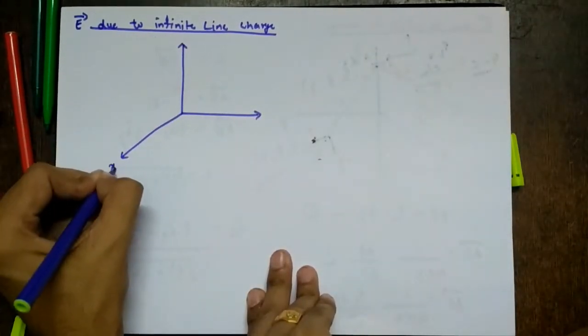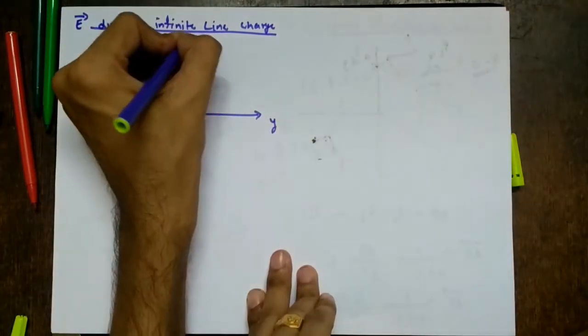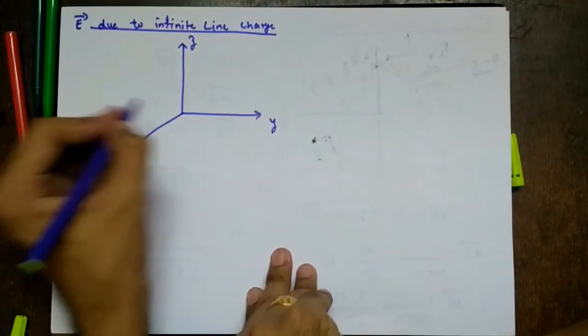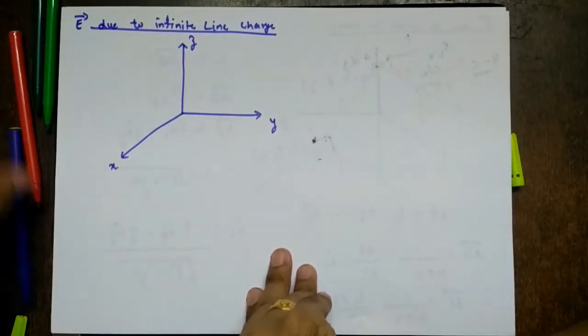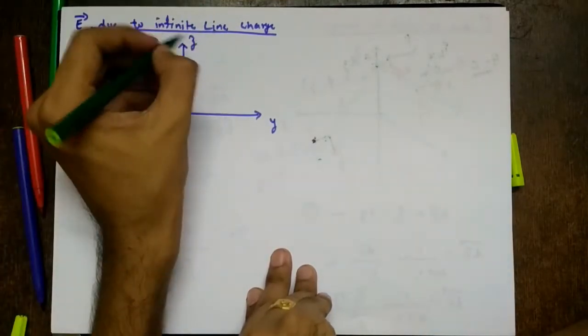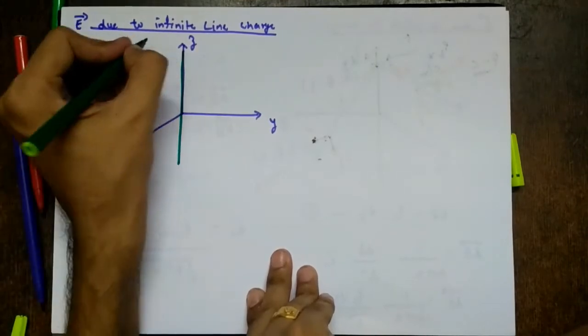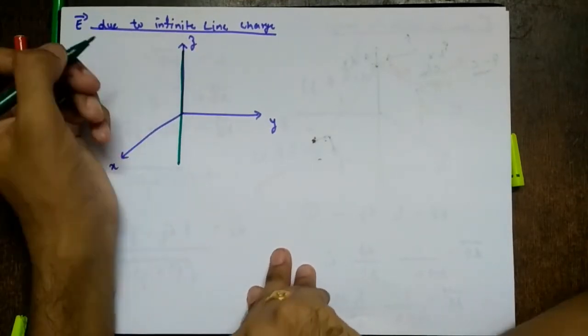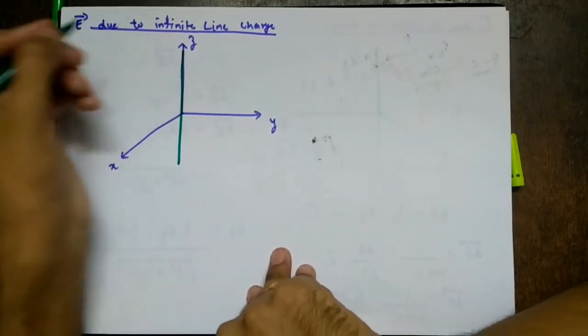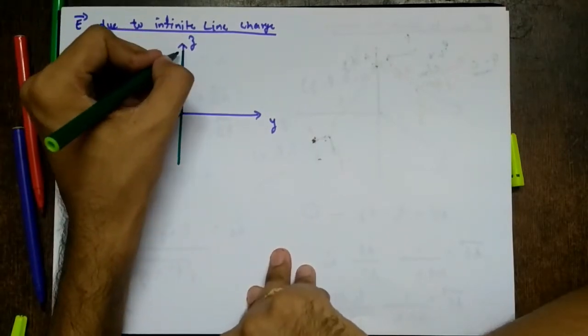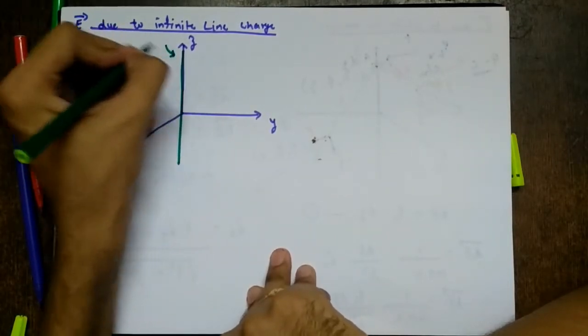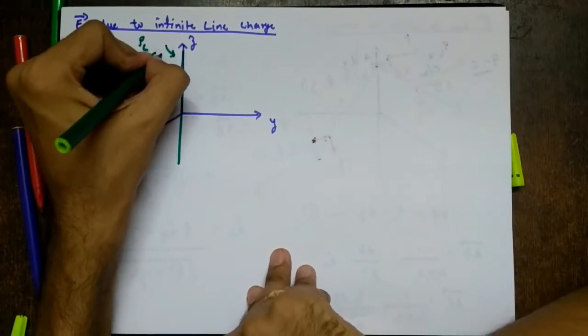So let's assume the Cartesian coordinate system first. So x, y, z using a right-handed coordinate system. This is the origin, and let's place the line arbitrarily along the z-axis. Now I have placed it along the z-axis. If you want, you can place it along the x or y-axis also, and accordingly you will get the expression. Everything is fine. And let's assume it has an infinite line charge density of rho L coulombs per meter.